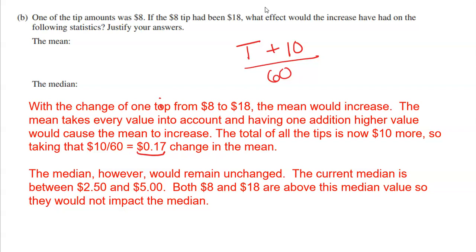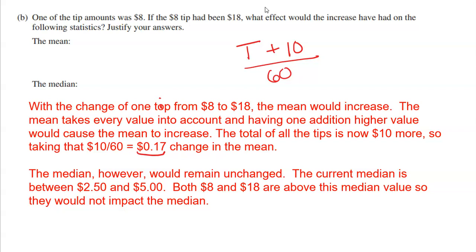So again, not a huge change, but because it's only one value that went from 8 to 18, right? It's not like it's one value that went from 8 to 800. That would be a much bigger change. But because of that $10 more in the grand total, dividing that $10 by 60, it's going to be a 17 cents change to the mean.